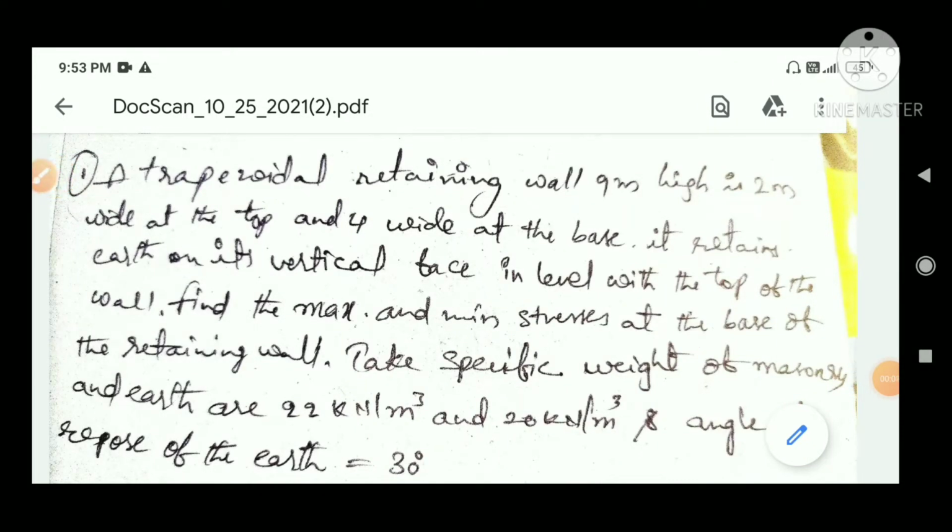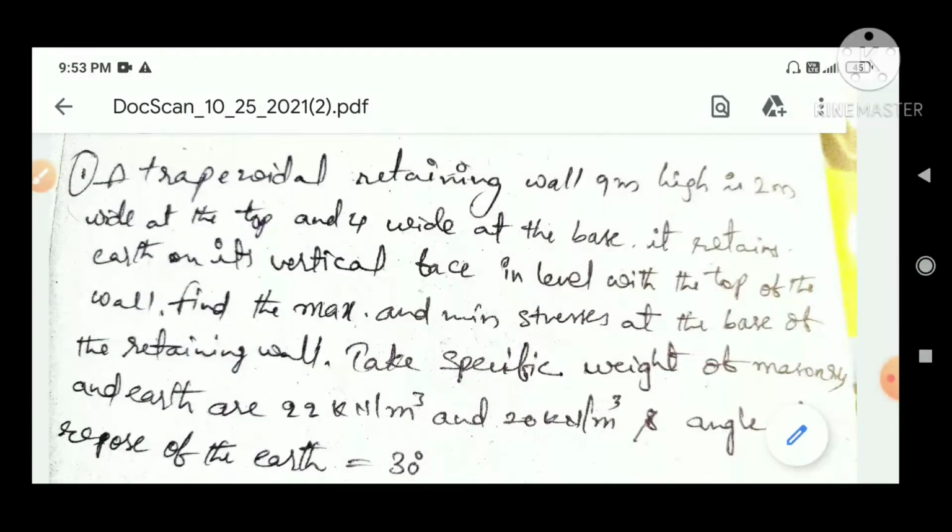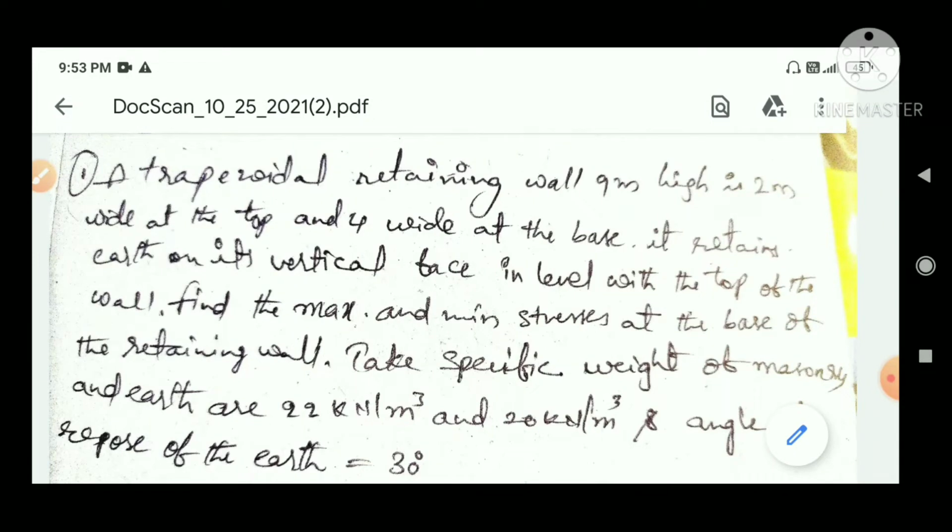Today in this topic I am going to teach a problem on retaining wall. So I have a problem. This is a question given. Let's start the video. First of all, read the question properly.